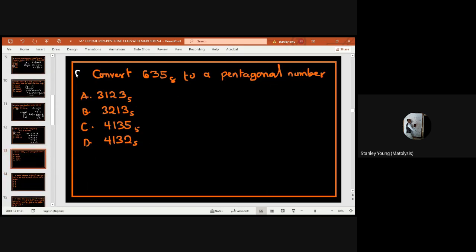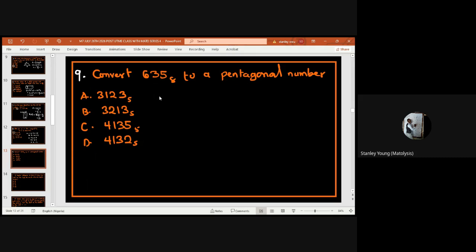Question 9. Convert 635 base 8 to a pentagonal number. Indirectly, they want you to convert it to base 5. A good approach here may be to first convert it to base 10, then from there, you convert to base 5. So that's what to do there.